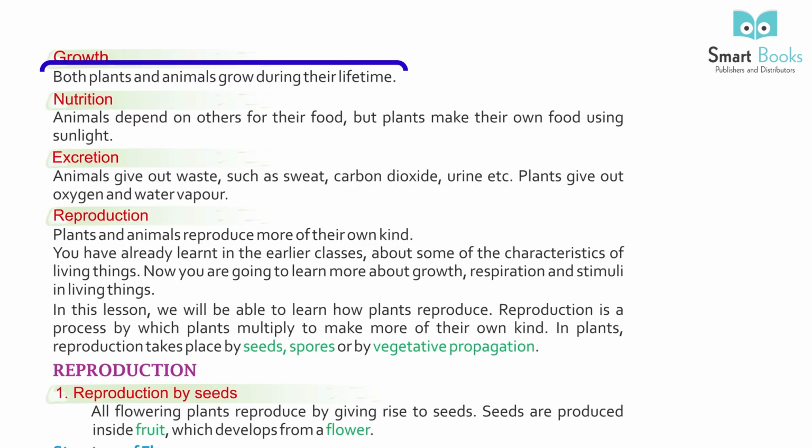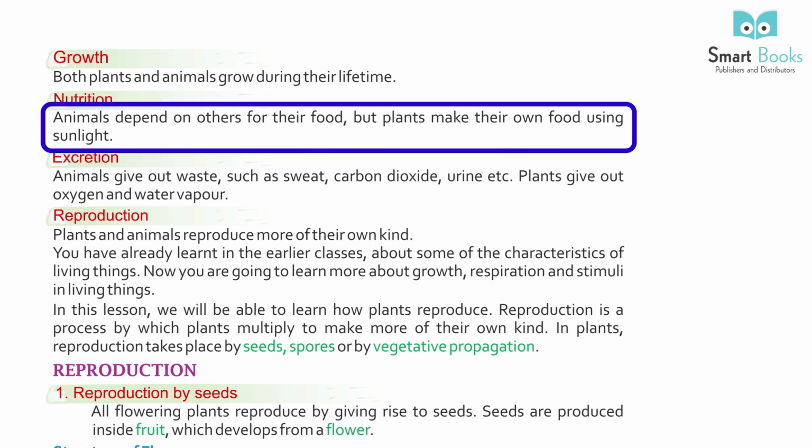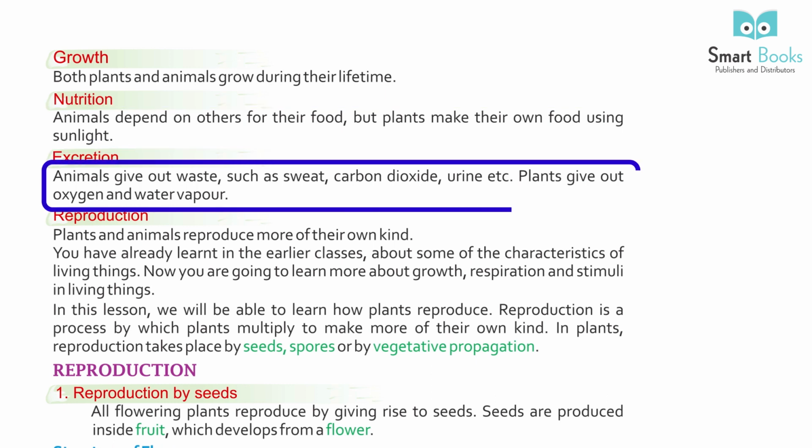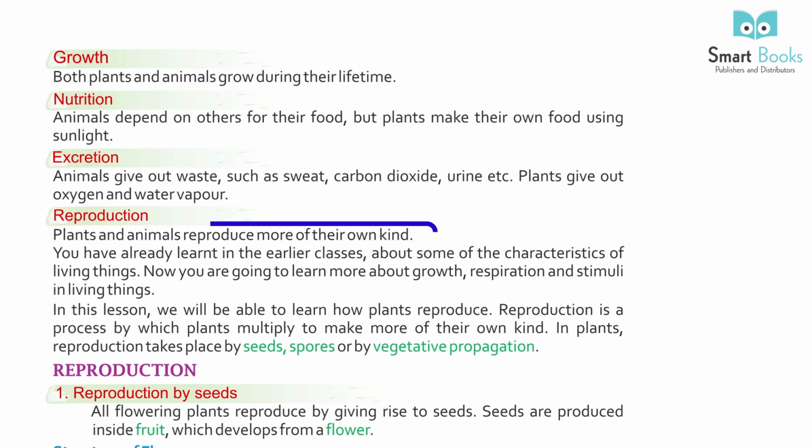Growth. Both plants and animals grow during their lifetime. Nutrition. Animals depend on others for their food, but plants make their own food using sunlight. Excretion. Animals give out waste such as sweat, carbon dioxide, urine, etc. Plants give out oxygen and water vapor. Reproduction. Plants and animals reproduce more of their own kind.